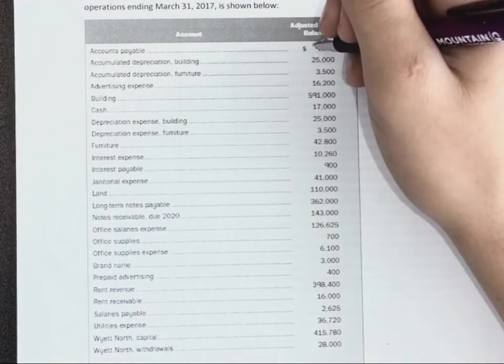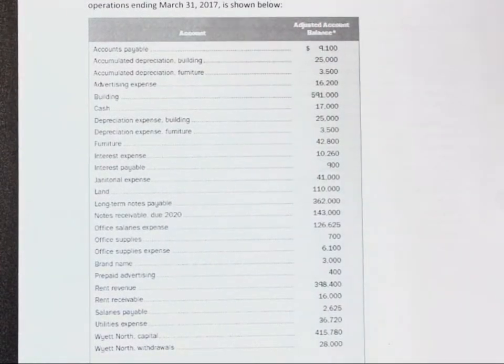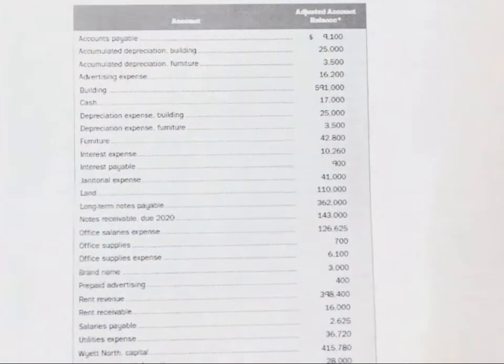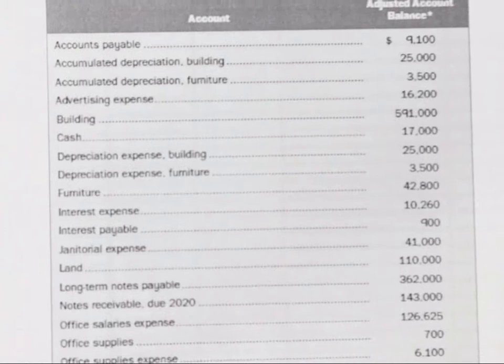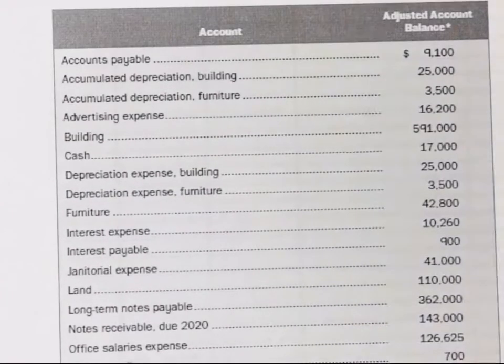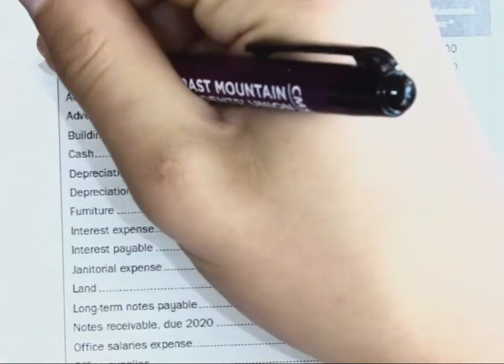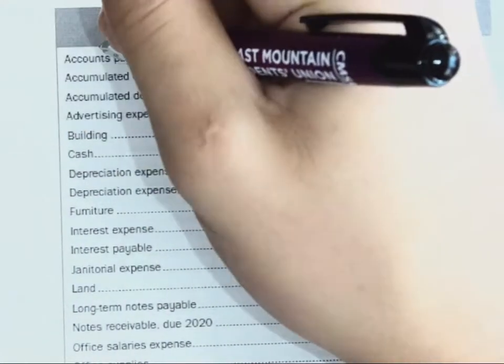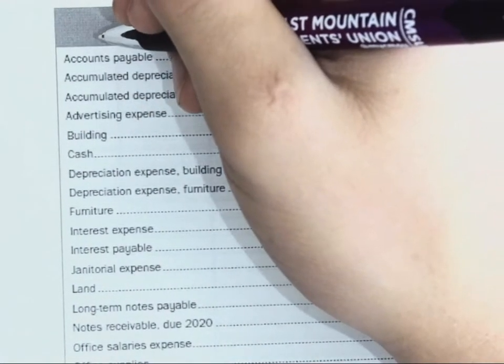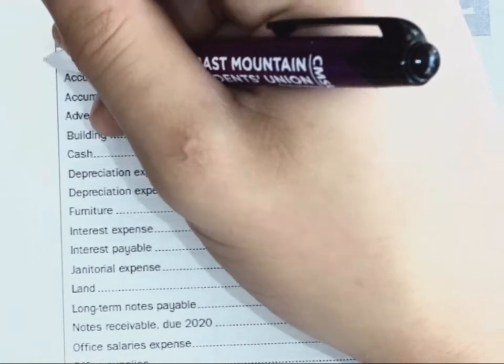The first thing that I would recommend doing to make sure you get this right is to go ahead and make sure you know what each account category is. So why don't we go ahead and do that? What is accounts payable? We'll just stick to the five most basic. So yeah, it's a liability.